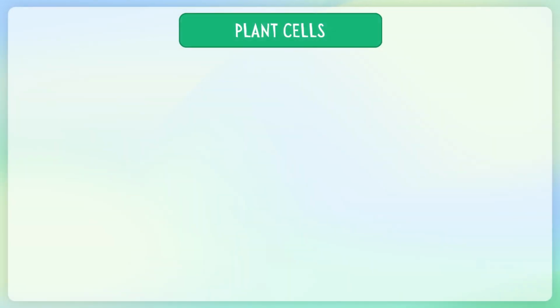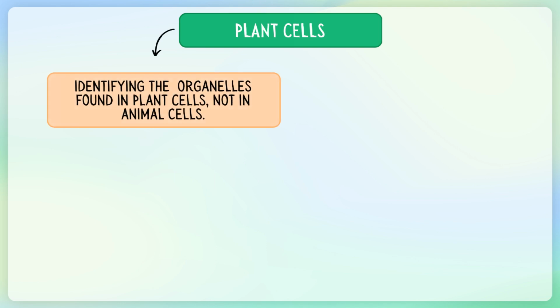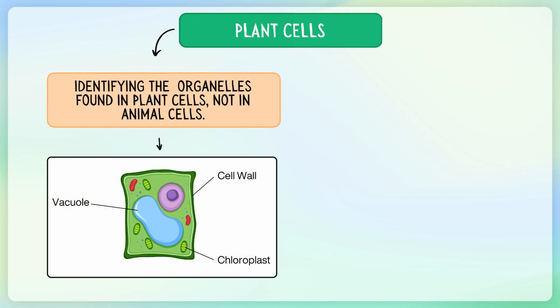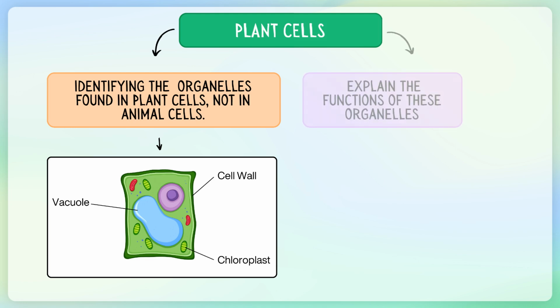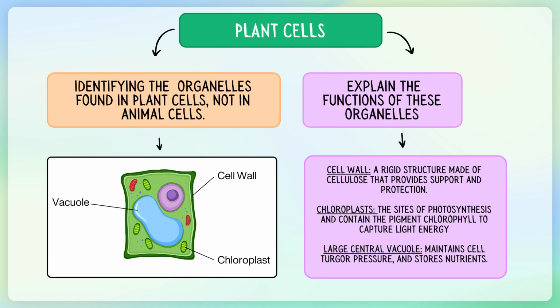In today's lesson, we explored the differences between animal and plant cells, with a specific focus on the additional organelles found in plant cells. We began by reviewing the common organelles present in both animal and plant cells, such as the nucleus, mitochondria, and cytoplasm, which are essential for various cellular functions, including energy use and genetic information storage. We then discussed the unique organelles that are found only in plant cells. We looked at the cell wall, a rigid structure made of cellulose that provides support and protection. We also covered chloroplasts, which are the sites of photosynthesis and contain the pigment chlorophyll to capture light energy. Additionally, we examined the large central vacuole, which maintains cell turgor pressure and stores nutrients.